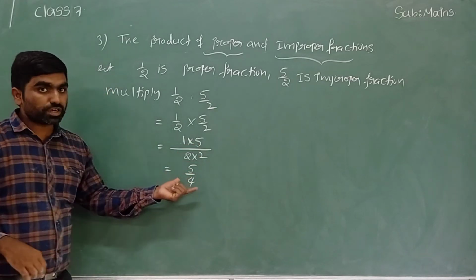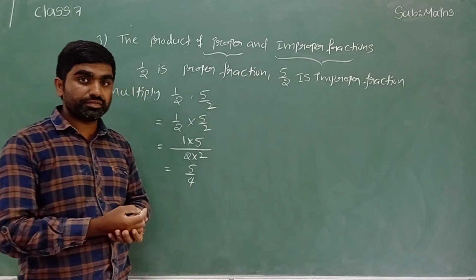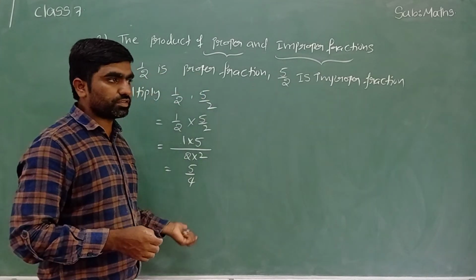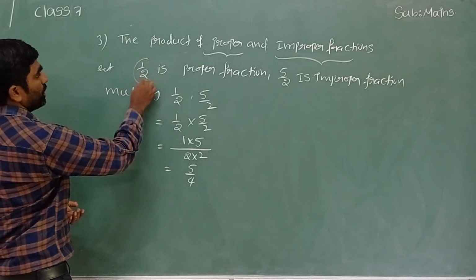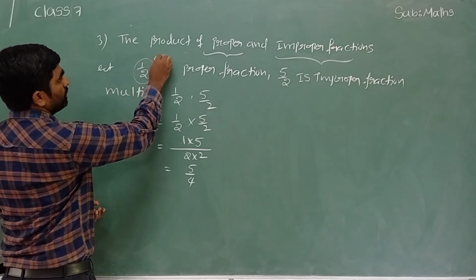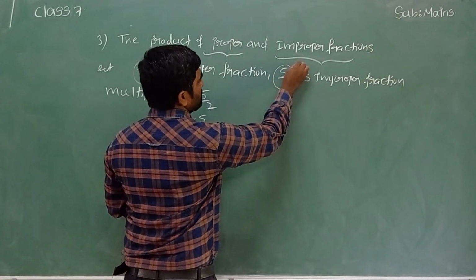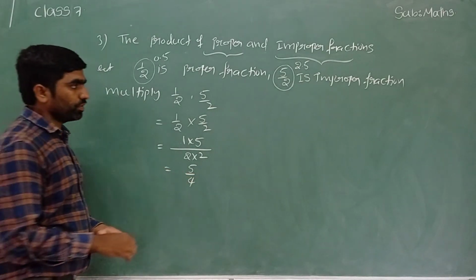Now see how the result is. Is the result more than each fraction or less than each fraction? How can we say? We can make all three like fractions, or by converting to decimals we can also check. What is 1 by 2 in decimal form? Half, nothing but 0.5. 5 by 2, half of 5, how much? 2.5.